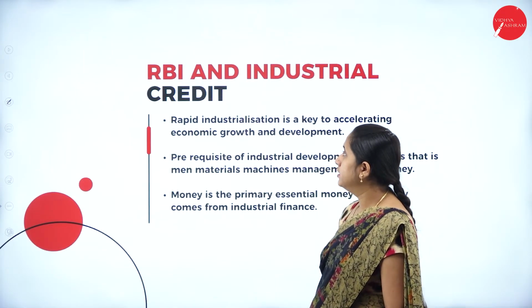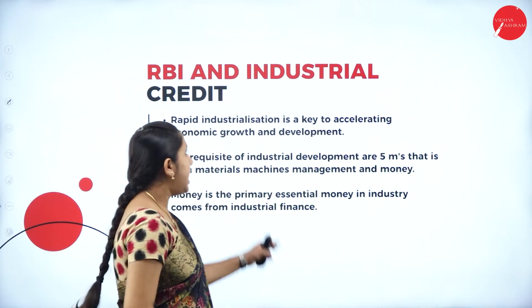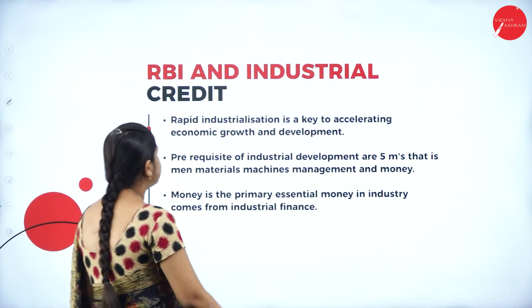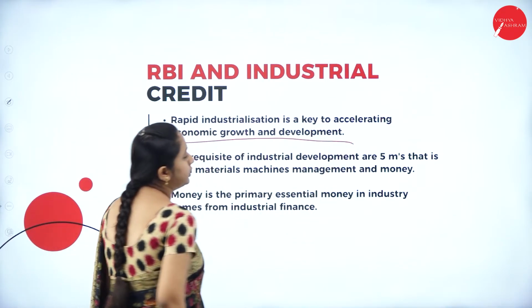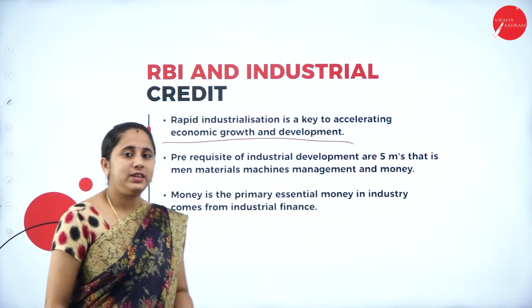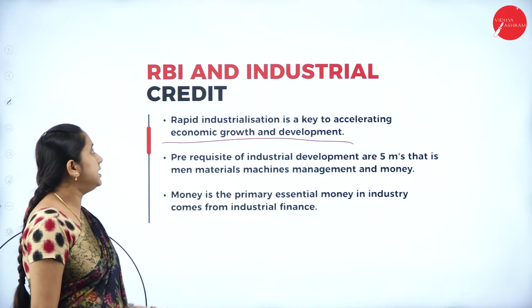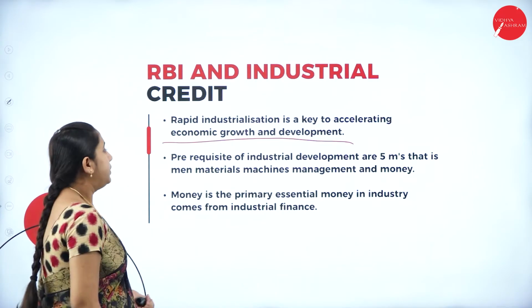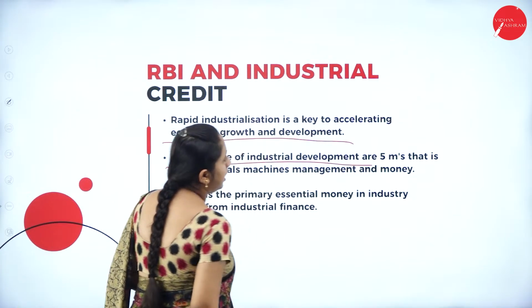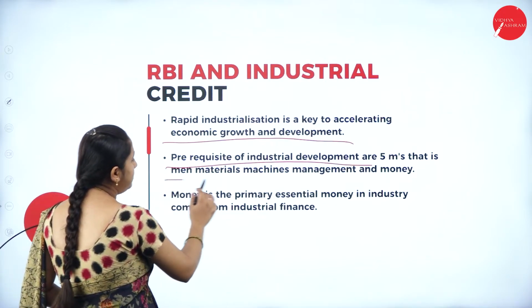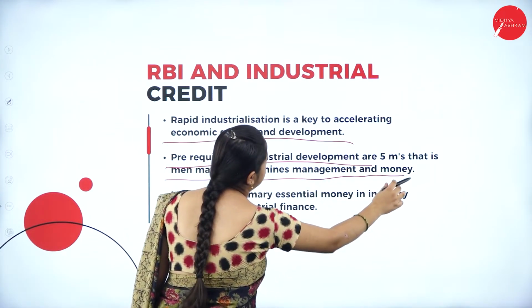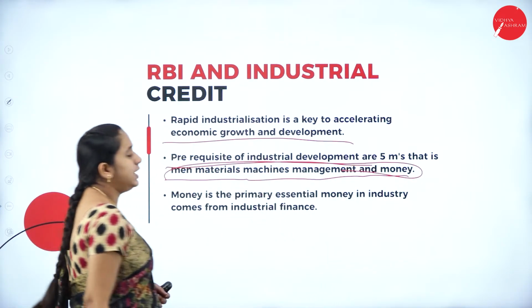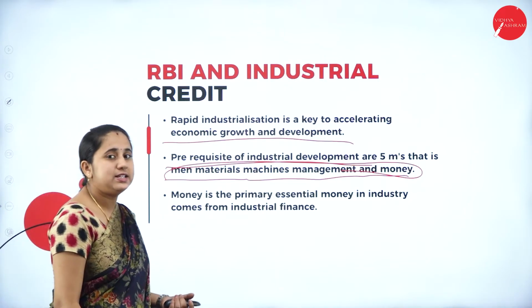Moving further, the last topic under Unit 2 is RBI and industrial credit. Rapid industrialization is a key accelerator for economic growth and development. Along with agricultural activity, industrial activity is also a key accelerator for economic growth. The prerequisites of industrial development are the 5 M's: man, material, machine, management and money. These are the 5 key factors for industrial development or industrial success.